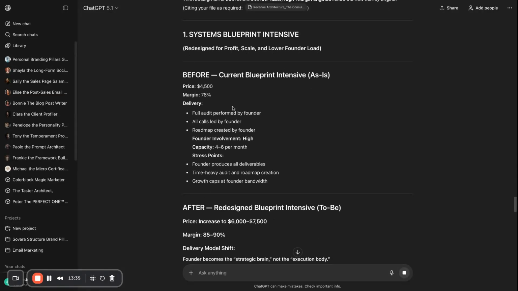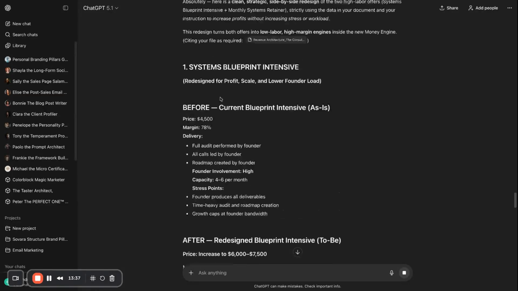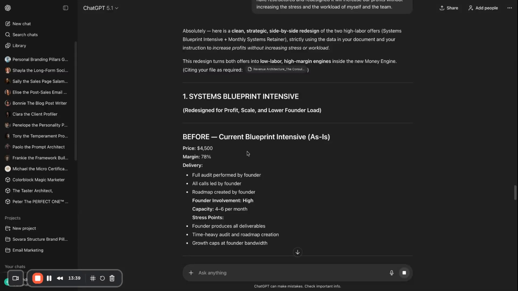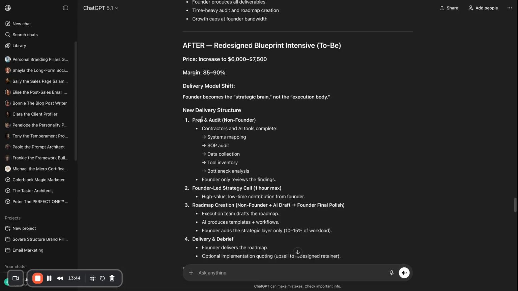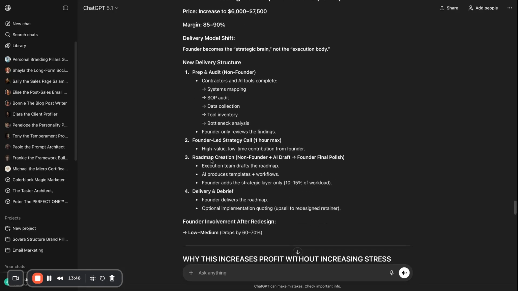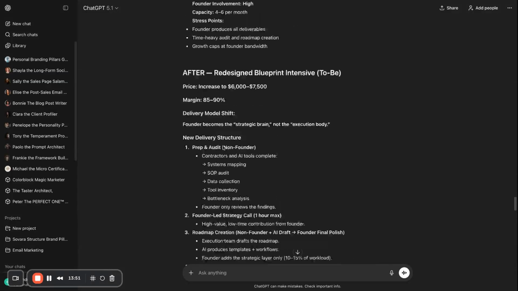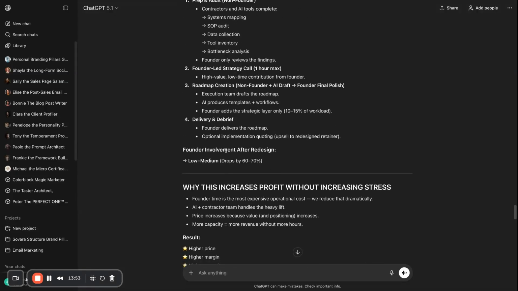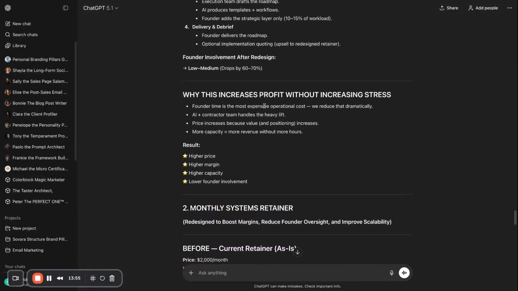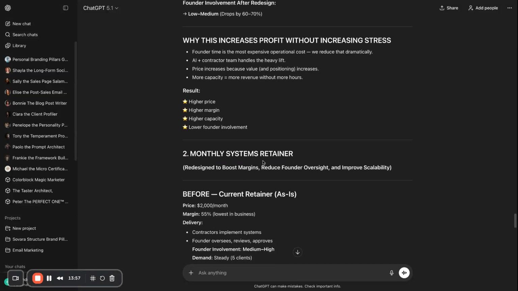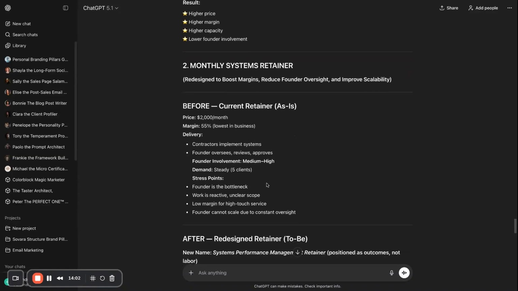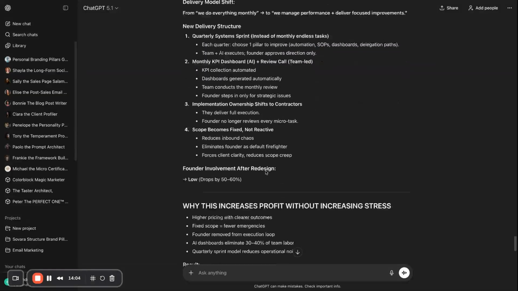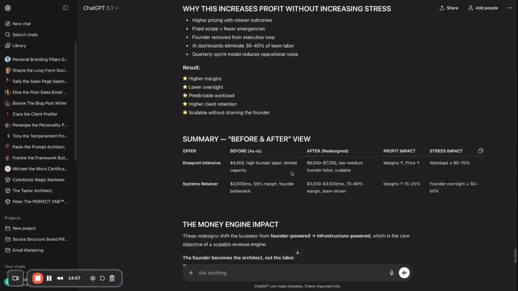Okay. So now it's literally redesigning the offer for me. So this is what the offer looked like before, and this is what the offer looks like now. So it maps out a new delivery structure. So it added the audit. So it's literally restructured this entire offer. And it's giving me its reasoning here. This is the reason why it increases profits without stress. This is the monthly systems retainer. This is what it looks like before, and this is what it looks like after. Okay, it's giving me its logic here.